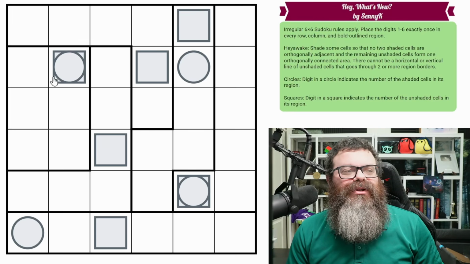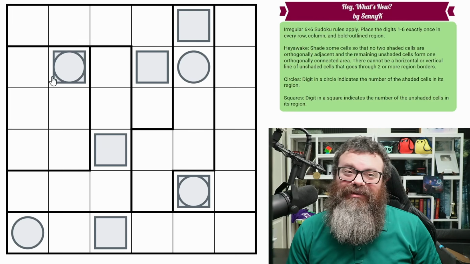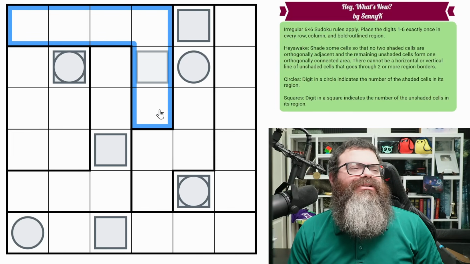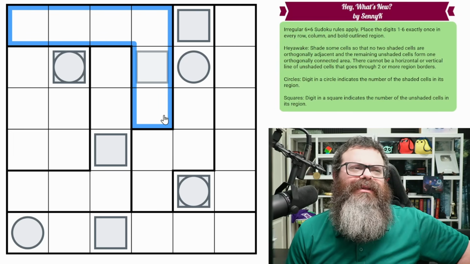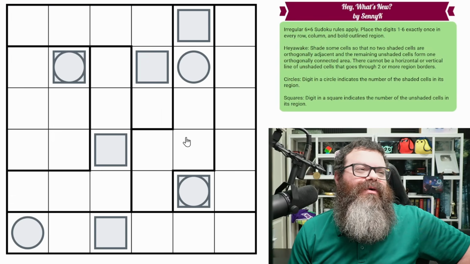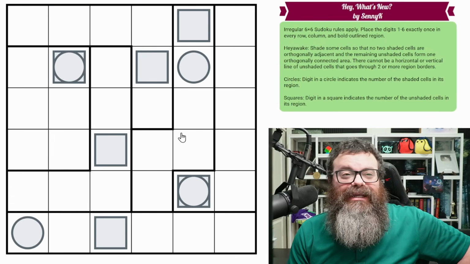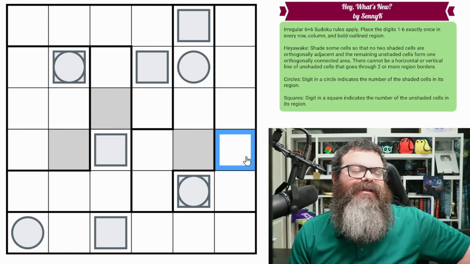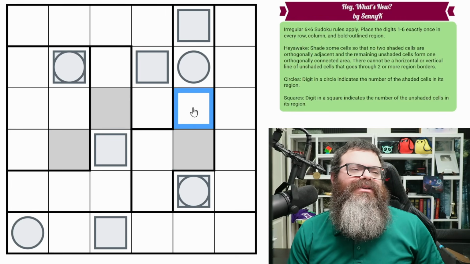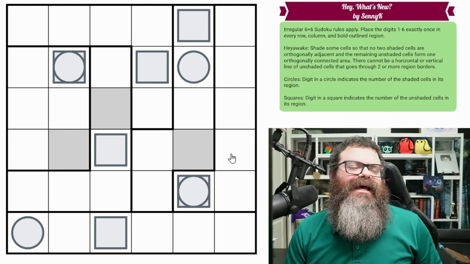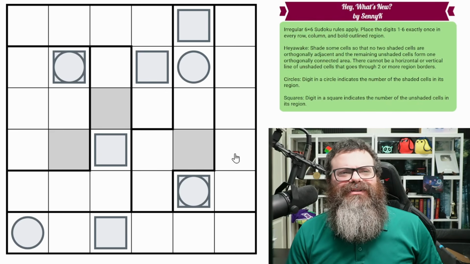So we have irregular 6x6 Sudoku rules. In each row, each column, and each bold outlined region, we're placing the digits 1 to 6 exactly once each. We also have Heyawake. We're going to be shading some cells. So I recommend using gray for shading. It's like pretending we're filling it in with a pencil. And you can use green for not shaded. I recommend that just because it's pretty consistent with other pencil puzzles.